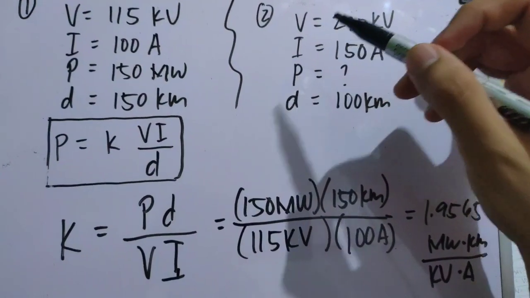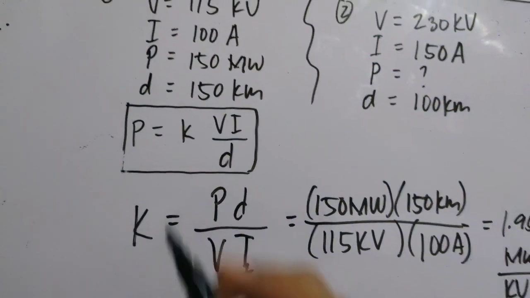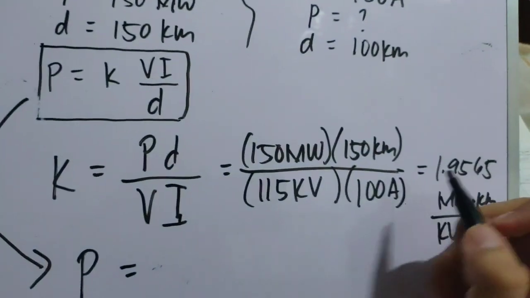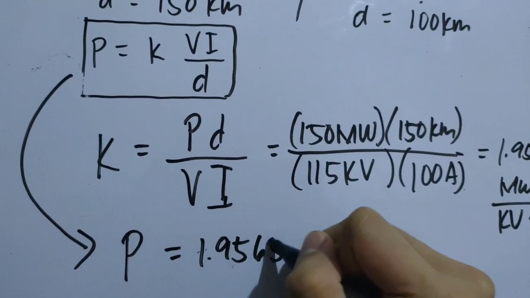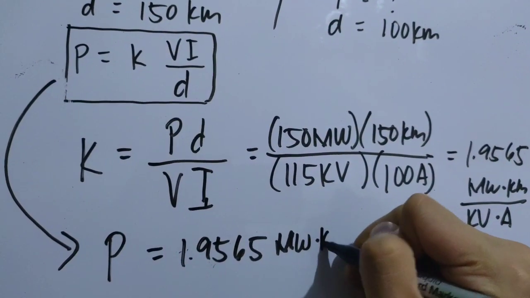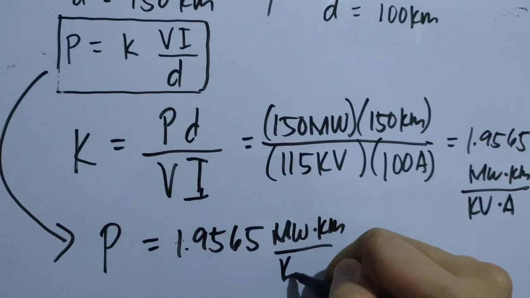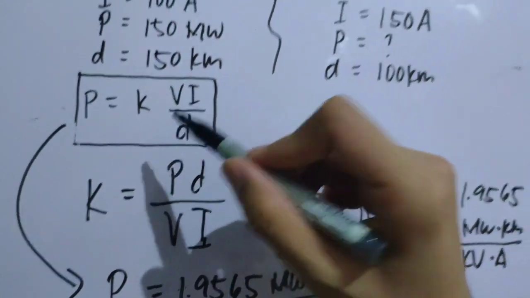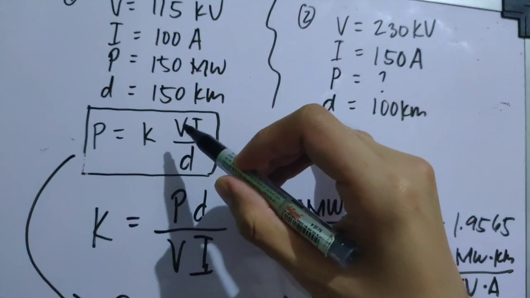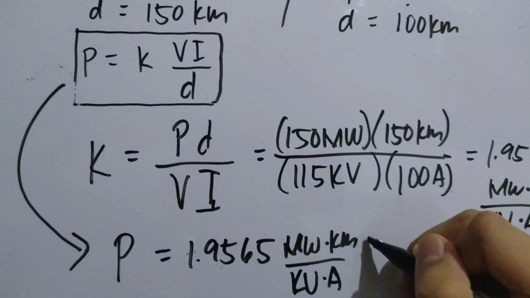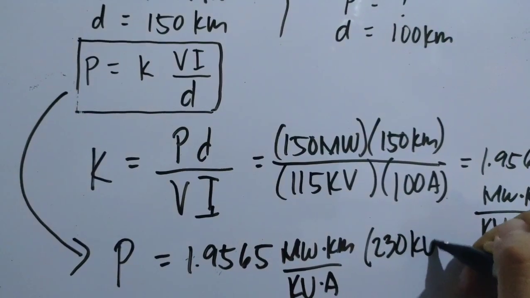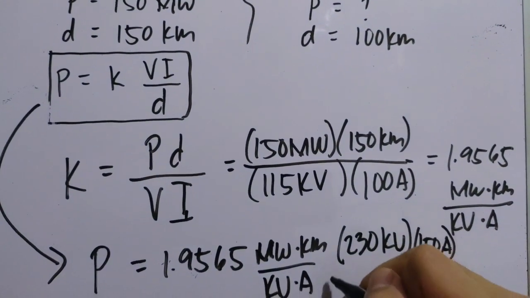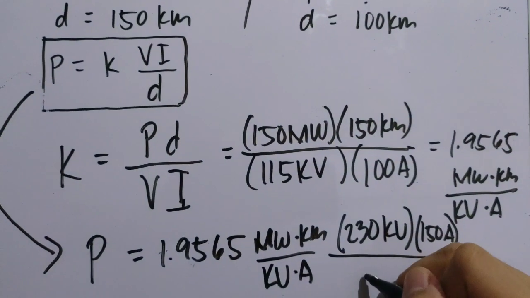We can now solve the second condition using this equation. So our power is equal to the value of K, 1.9565 megawatt kilometer over kilovolt ampere, multiplied by VI over D. We use the second condition: our voltage here is 230 kilovolts, times our current of 150 amperes, all over our distance of 100 kilometers.